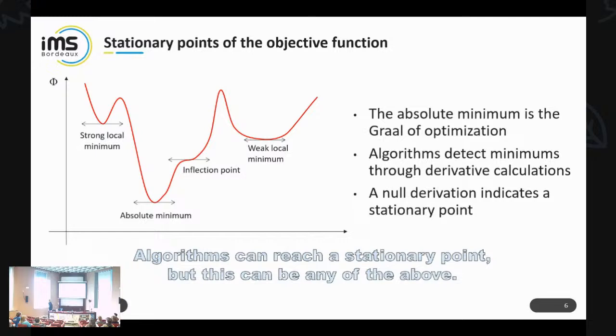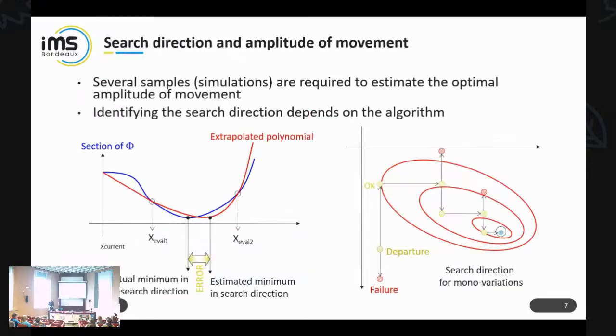If the derivative calculation is null, then you got a stationary point. The problem here with this kind of approach is you just don't know which kind of point you have. It can be any of the four. All of them have the first derivative null. So you don't know, except if you know the curves, you know where the minimum is and you will go directly. But most of the time, you just don't know where it is. You are somewhere, you're making the derivation. If the derivation is null, you are on a stationary point, but it can be any of the four. And that's a problem in terms of optimization.